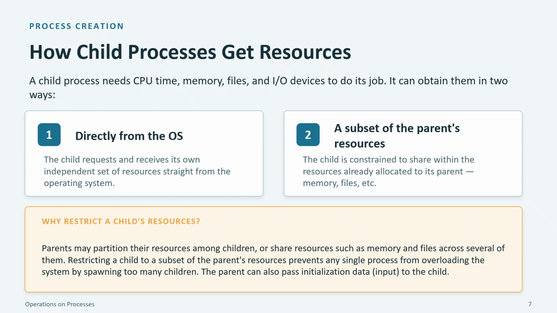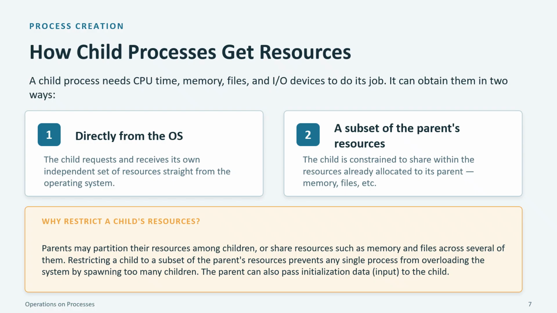Now let us discuss an important question. When a child process is created, where does it get the resources required for execution? A child process needs resources such as CPU time, memory, files, and input or output devices. There are two basic possibilities. The first possibility is that the child gets resources directly from the operating system. That means the operating system allocates a new set of resources for the child process.